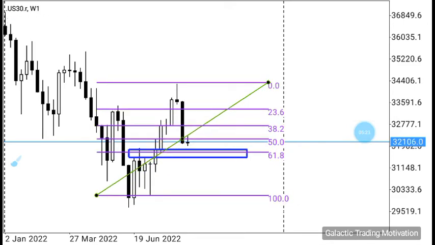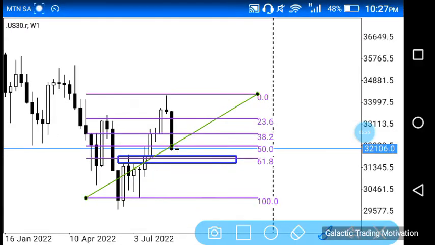So we can clearly see that the neckline of this W structure aligns with the 61.8% Fibonacci retracement level, right? So that's confluence as far as looking for possible buying opportunities goes, because we have confirmation, right? However, we still need further confirmation, right?